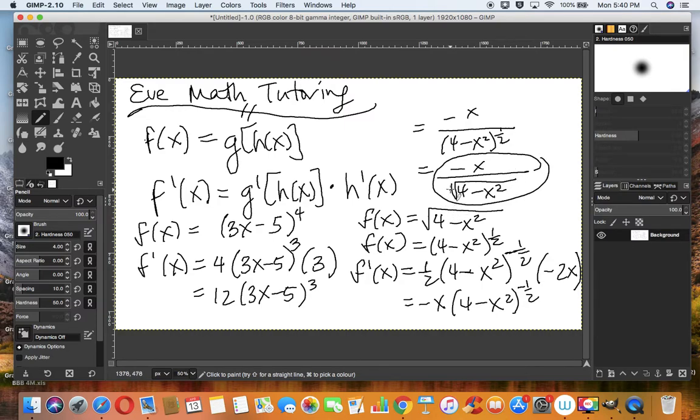Okay, so that's how you use the chain rule. You basically take the derivative as you normally would, but then you have to take the derivative of the inside of the function as well.